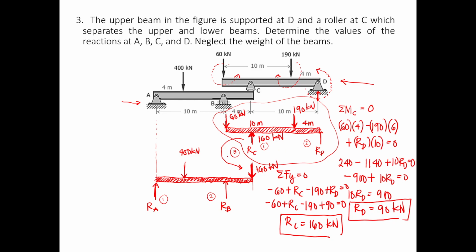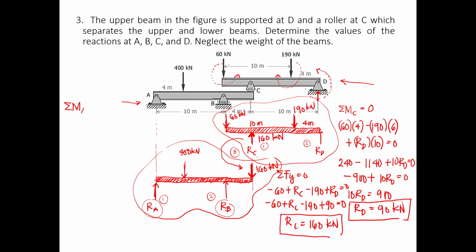So at this point, since we know the reaction as 160 kilonewtons, and observe that we only have two unknowns now, the reactions of A and B, we can now analyze this beam. Okay, so the same procedure: we're going to be taking moments first.